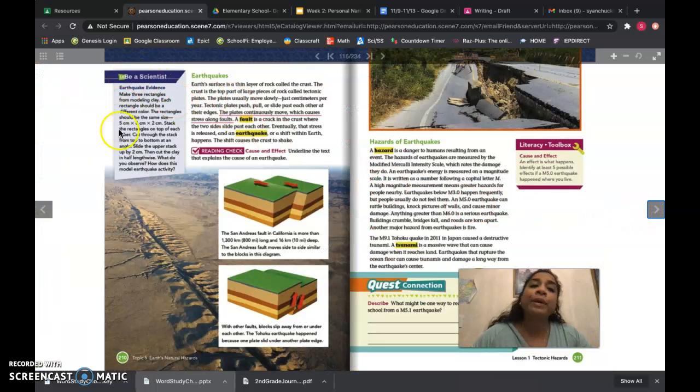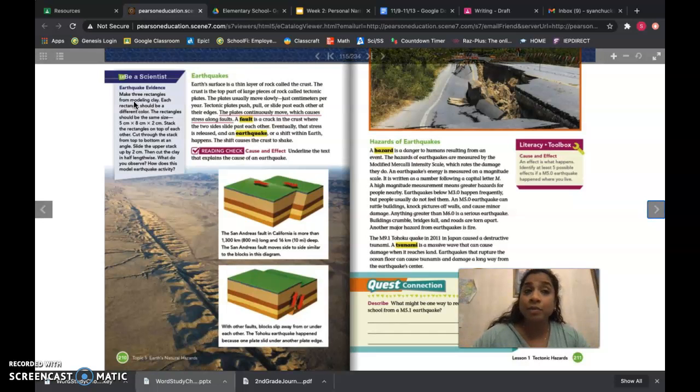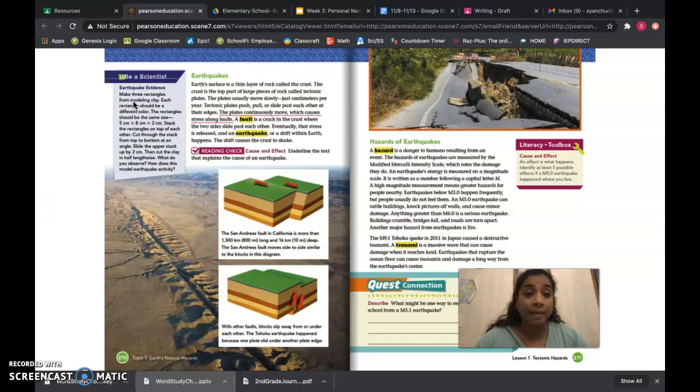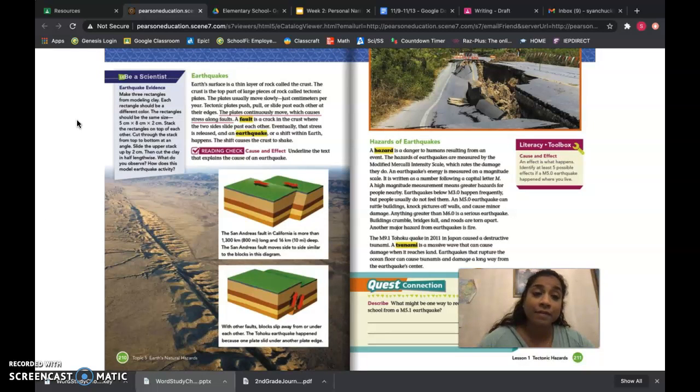So here's a great way to pretend to be a scientist and look at how earthquakes happen. Here it says if you have the opportunity to, you can use colored paper or you can use clay. Make 3 rectangles from modeling clay. Each rectangle should be a different color. The rectangles should be the same size, 5 centimeters by 8 centimeters by 2 centimeters. You can use, like I said, a couple pieces of paper to do this. Stack the rectangles on top of each other.